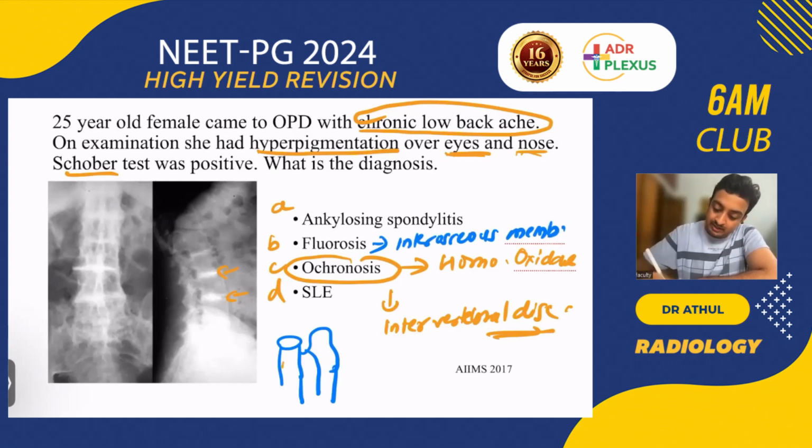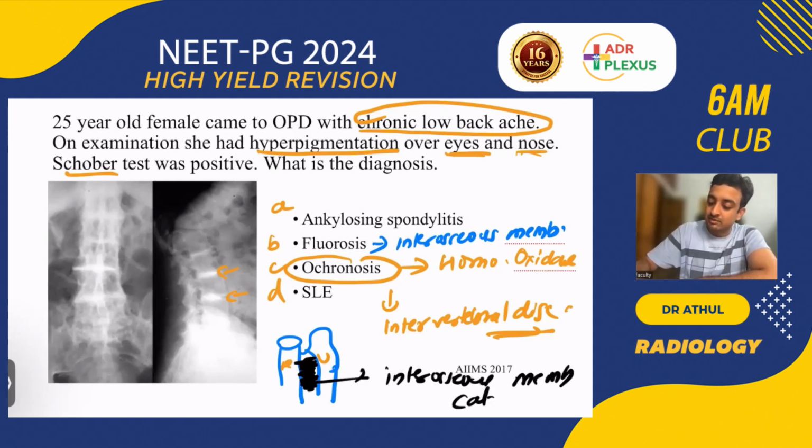See, this is the radius. This is the ulna. And if I show you, there is a calcification between radius and ulna. This is what is called interosseous membrane calcification. So please revise these things because these are important. Interosseous membrane calcification is usually seen in fluorosis.